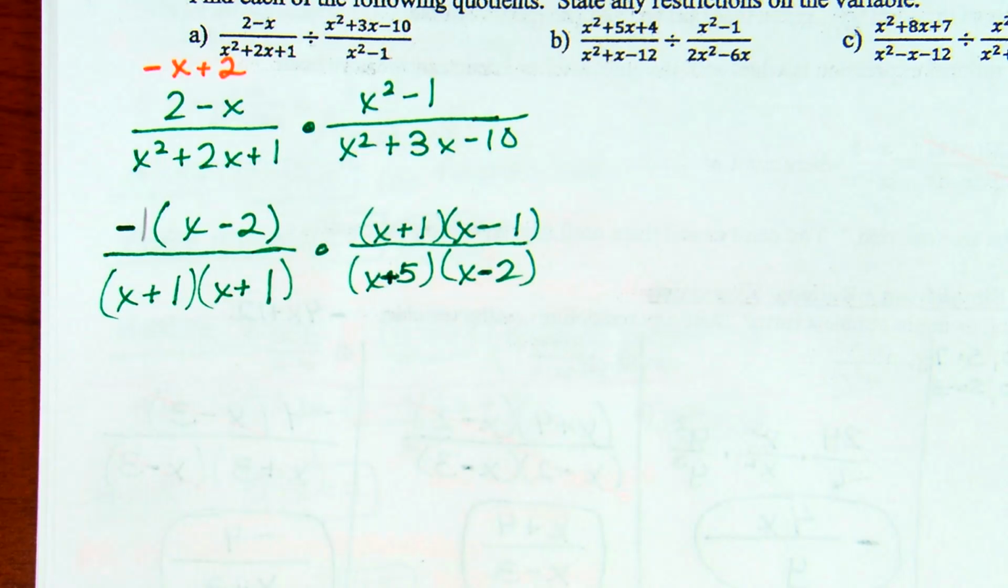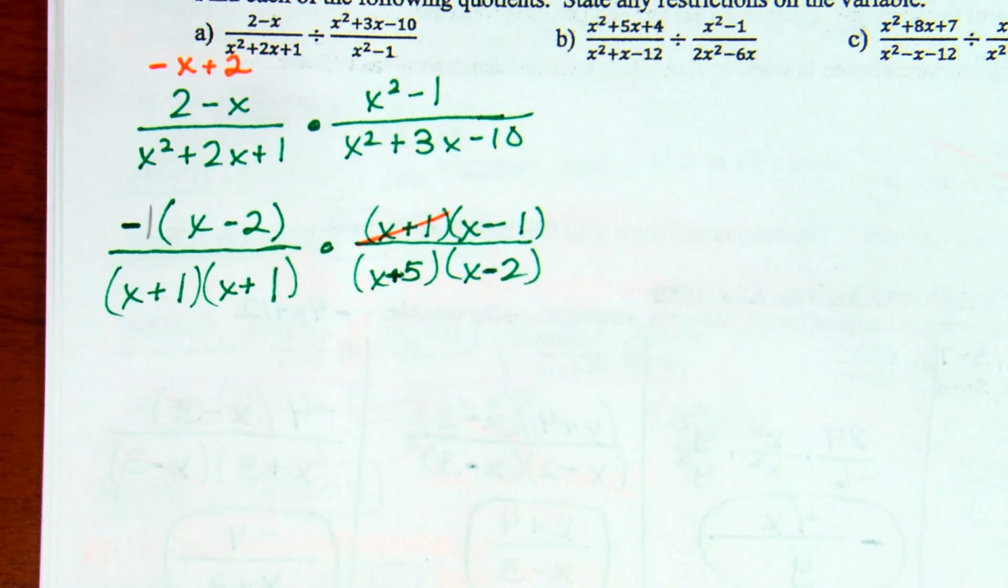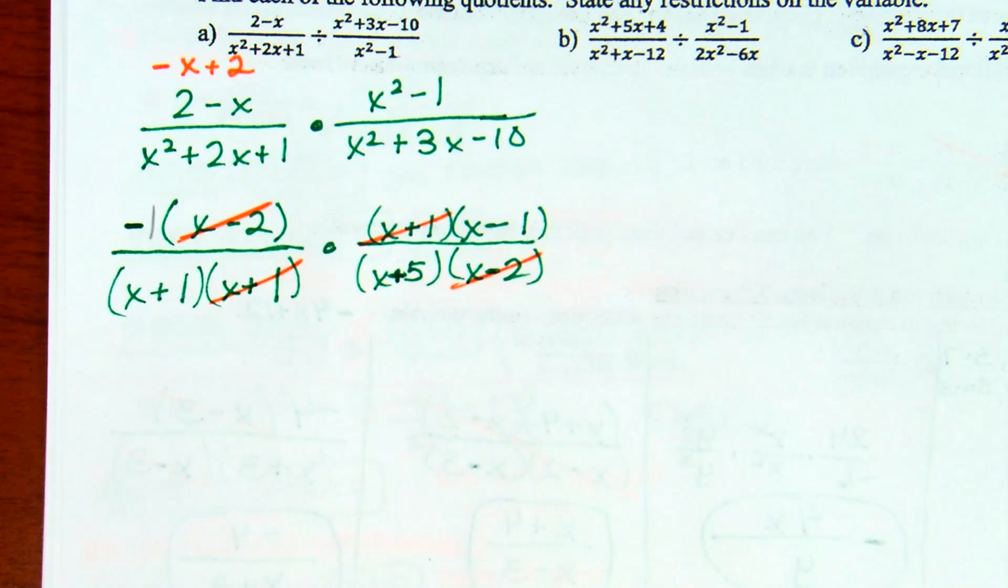What do you notice? What cancels? X plus 1 on top cancels with x plus 1 on the bottom. And x minus 2 on top cancels with x minus 2 on bottom. See, there was an importance in factoring out that negative, wasn't there? Okay. Now, at this point, just like we did on the front page, it's multiplication. Just put it all together.